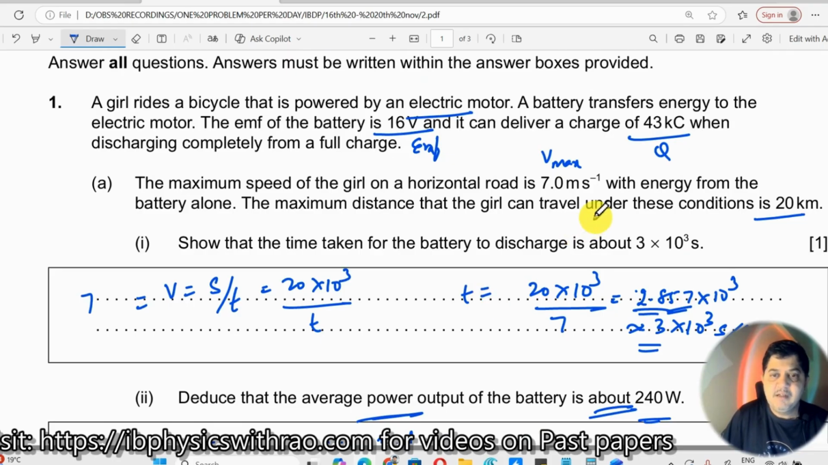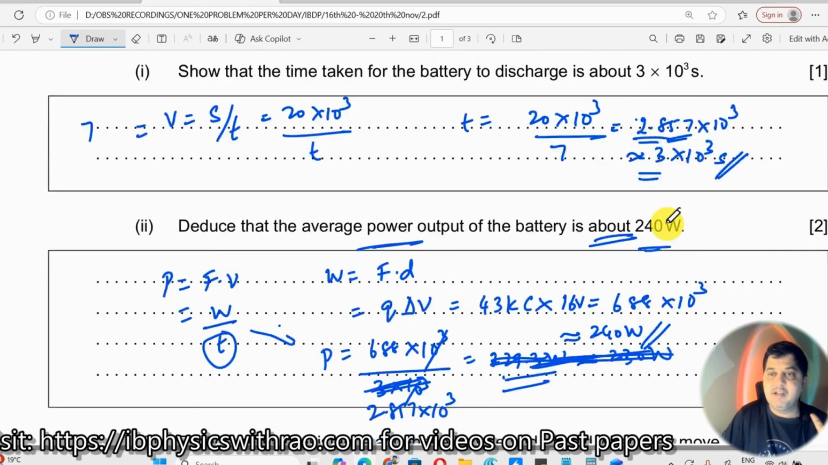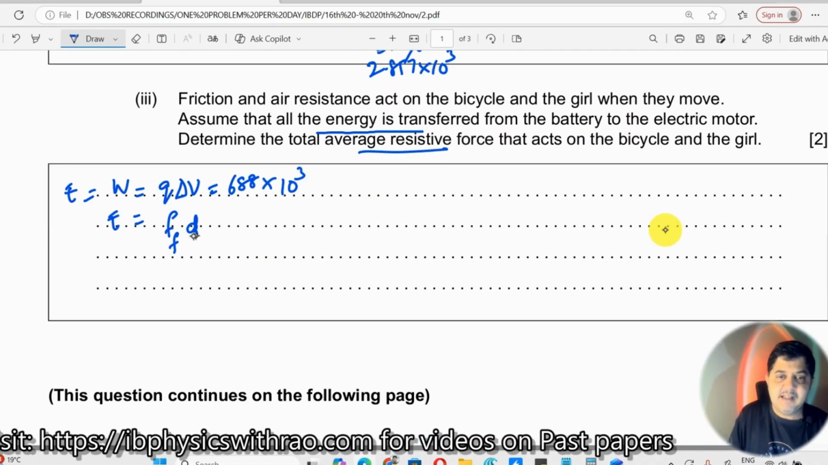When this amount of energy is given by the battery, the maximum distance the girl can travel under these conditions, meaning the conditions at which the cycle runs only on the battery, is 20 kilometers. Let me substitute this value. So 688 into 10 cube should be equal to frictional force multiplied by 20 into 10 cube. This 10 cube goes away.